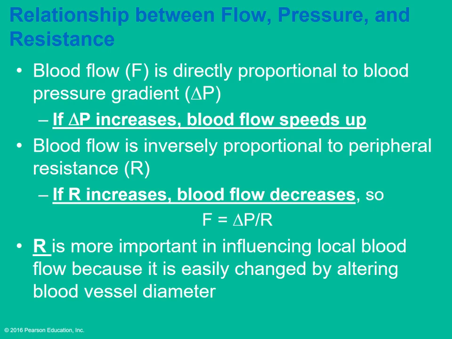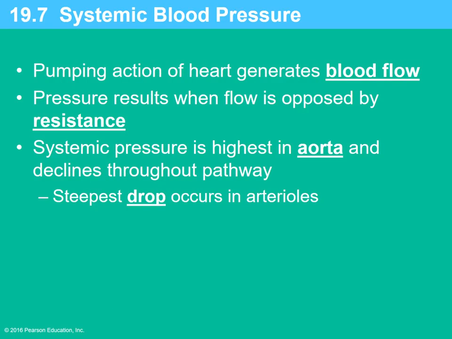So blood flow is going to be directly proportional to what the blood pressure gradient is, a change in that blood pressure. If the blood pressure gradient increases, the blood flow is going to speed up. If the resistance increases, the blood flow is going to decrease. There's more resistance slowing it down. So the heart, with it pumping, is what generates that blood flow. And the pressure is going to result from when the flow is meeting up with resistance. The pressure is highest in the aorta, and as I've said, as you move further away from the heart, the systemic pressure is going to decrease.